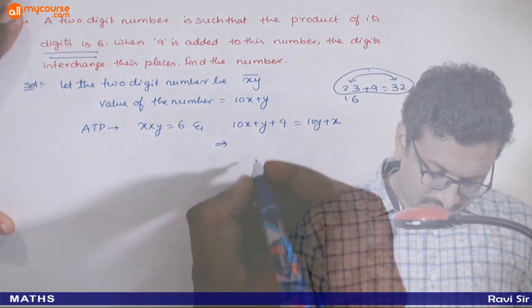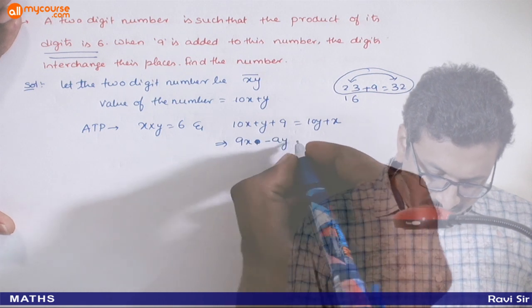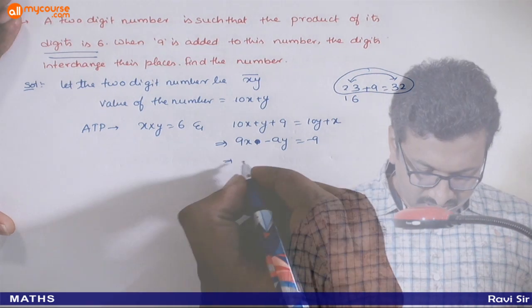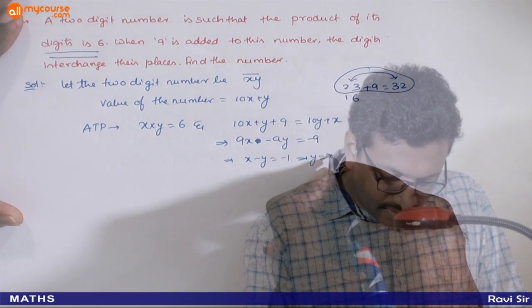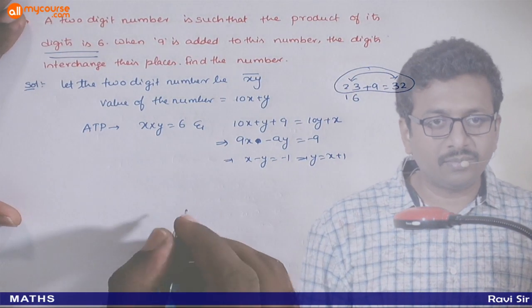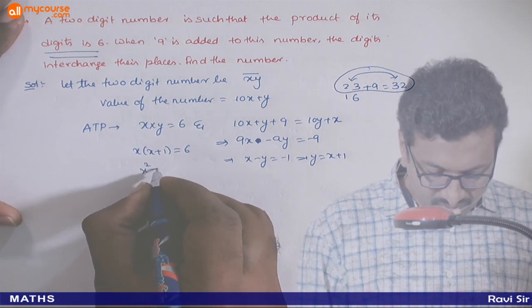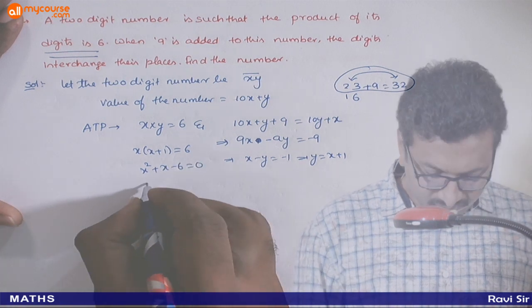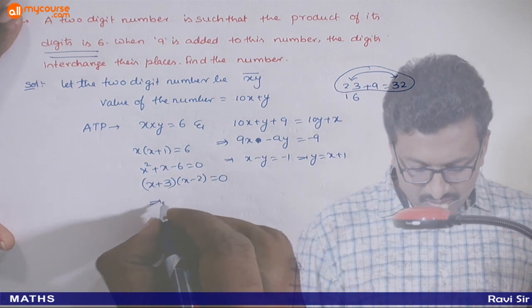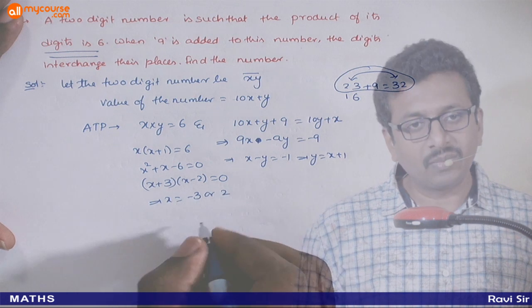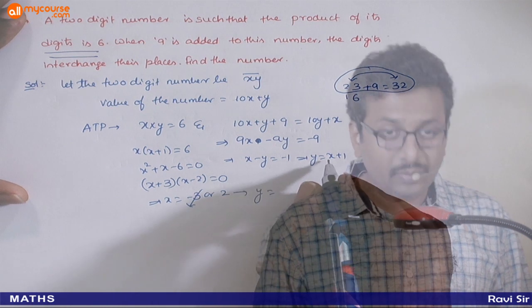So from this you get 9x minus 9y is equal to minus 9. This implies x minus y is equal to minus 1. This implies y is equal to x plus 1. So if you substitute here, x into (x plus 1) is equal to 6. x square plus x minus 6 is equal to 0. (x plus 3) into (x minus 2) is equal to 0. So x is equal to either minus 3 or 2. You can neglect this minus 3. So x has to be equal to 2, hence y is equal to 2 plus 1, 3.